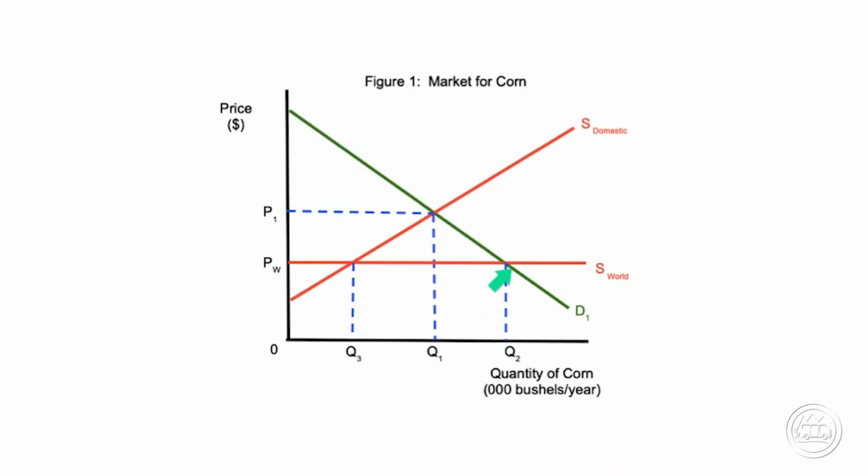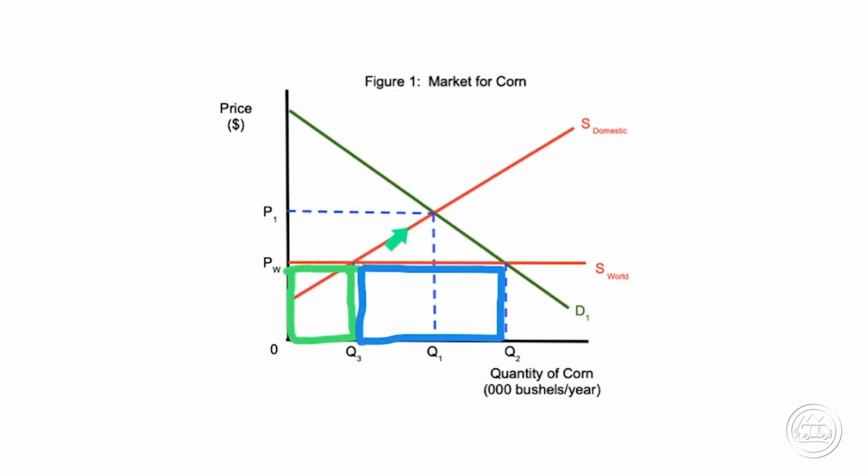As a result, the market started operating at PW Q2. But of that corn, how much of it was produced in the United States? Well, all of the corn that's represented by this domestic supply curve. At that PW level, only this amount of corn was produced in the United States. So this box represents the amount of revenue earned by US producers, and this box represents the amount of corn revenue generated by world producers.